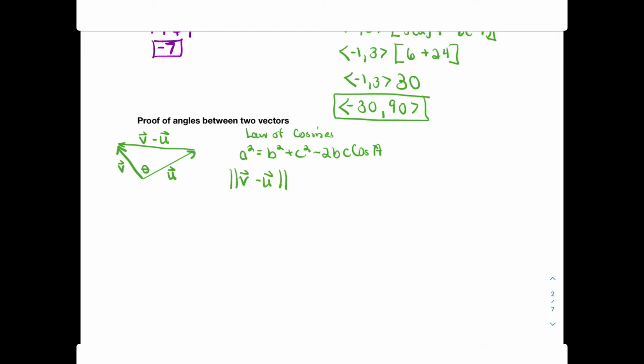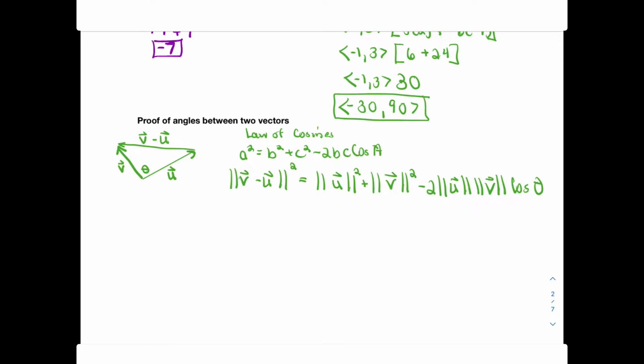And remember, to find distance, distance is the magnitude of that vector. And then I need to square that because I have a squared, is equal to the magnitude of vector u, which will be my b term, quantity squared, plus the magnitude of vector v, quantity squared, minus 2, distance of b is my magnitude of u, and the distance of c is my magnitude of vector v, cosine of theta. All right, so we're going to start by evaluating the magnitude of vector v minus u.